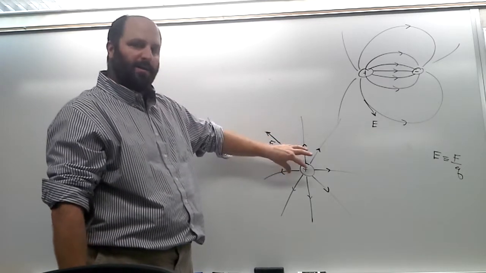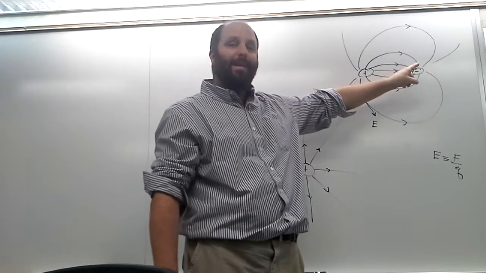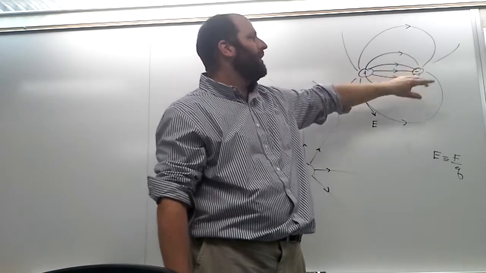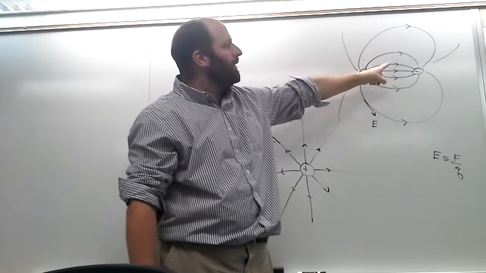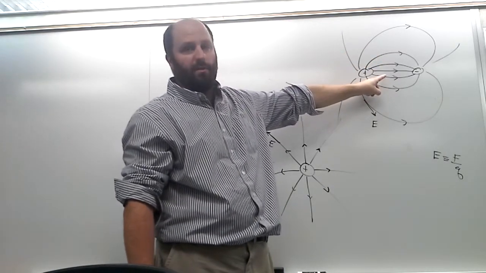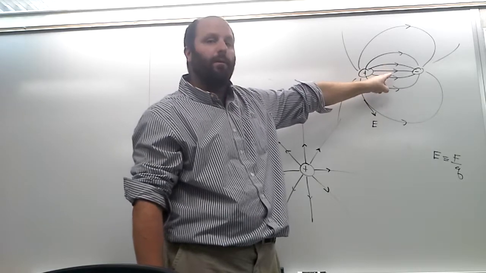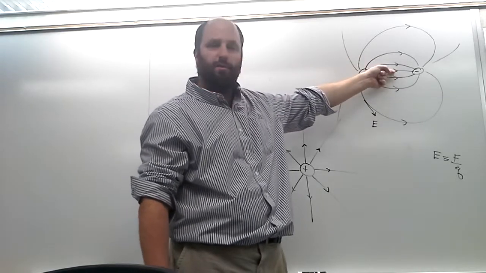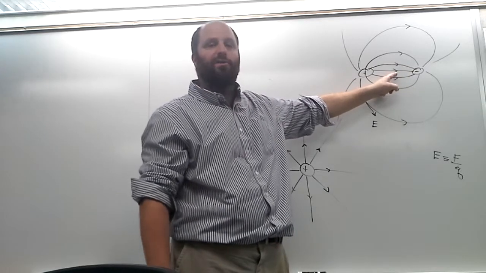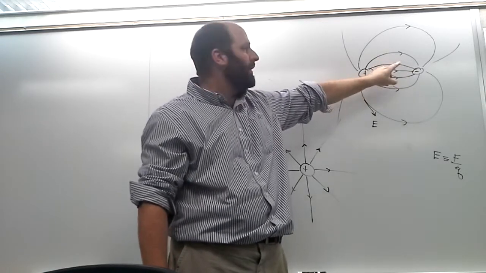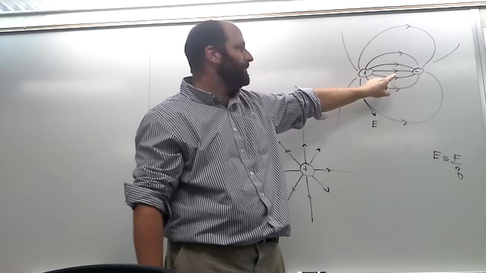If I take this positively charged particle and I put a negatively charged particle next to it, the field lines tend to look like this. The reason they look like this, well, in this region the field is relatively strong. That's because the field due to the positive charge is to the right, and the field in this region due to the negative charge is also to the right. So they add. We get a really strong field in this region.